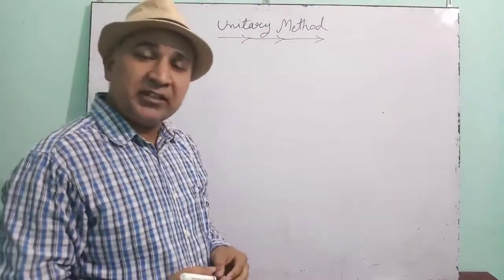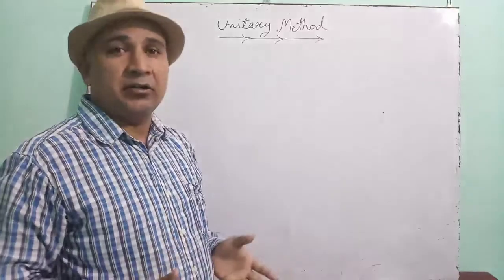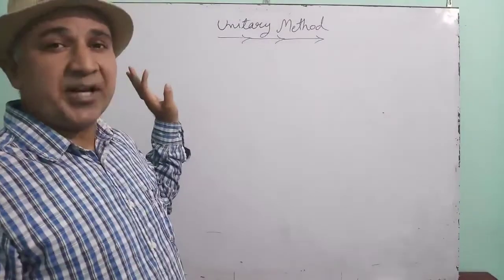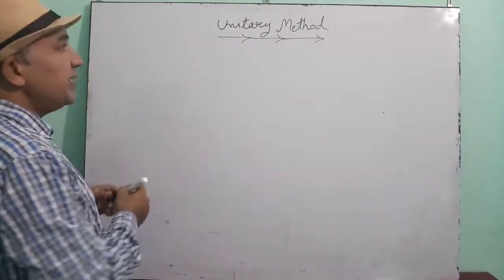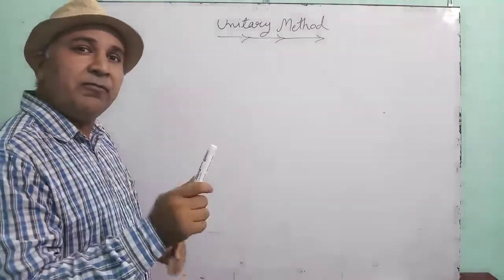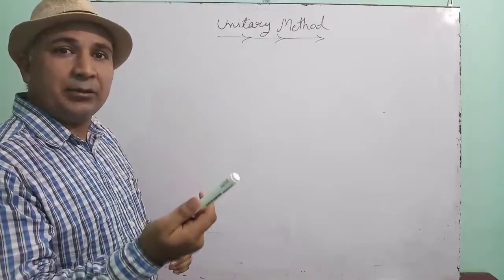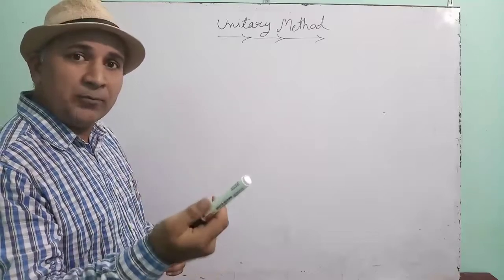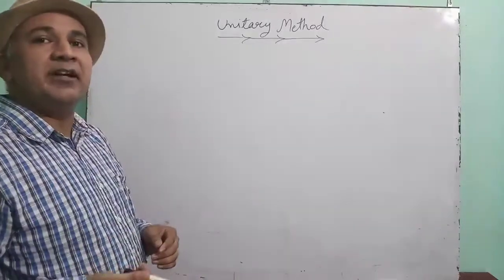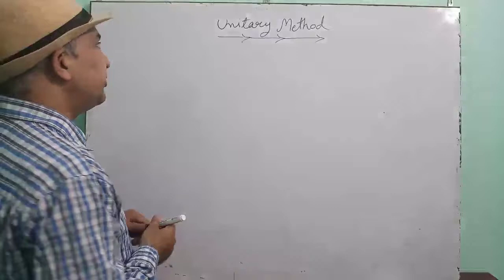What is the unitary method? Just see and learn. This is the easiest chapter. Unitary method means if the value of 1 is given, you can find the value of more. If the value of more is given, you can find the value of 1. That is called the unitary method.